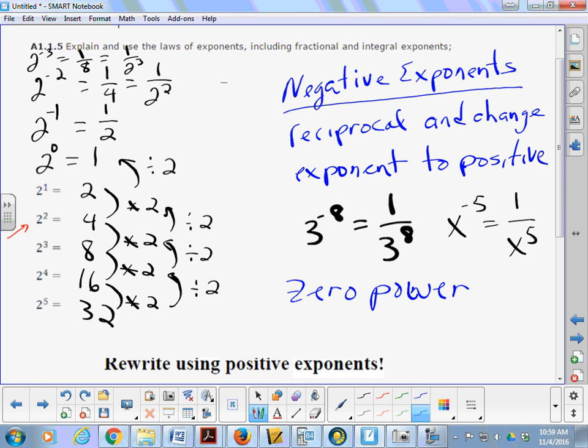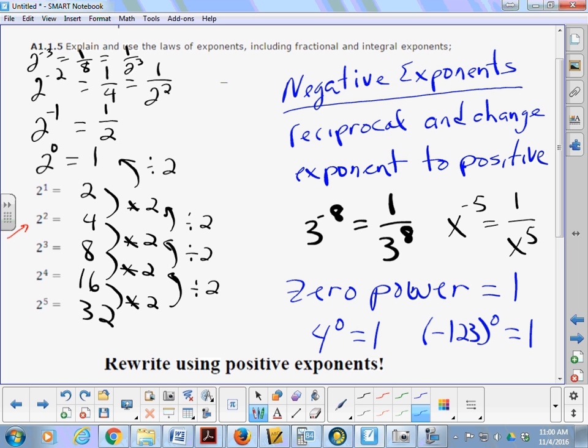Now the other power is the 0 power. Anytime we have a 0 power, that always equals 1. So here we had 2 to the power of 0 equals 1. If we have anything else to the power of 0, like 4 to the power of 0, that would be 1. Or negative 123 to the power of 0, that's equal to 1. So the two basic things are right here. Negative exponents: we take the reciprocal and change the exponent to positive, or we can think of it as putting it in the other part of the fraction, making it positive.